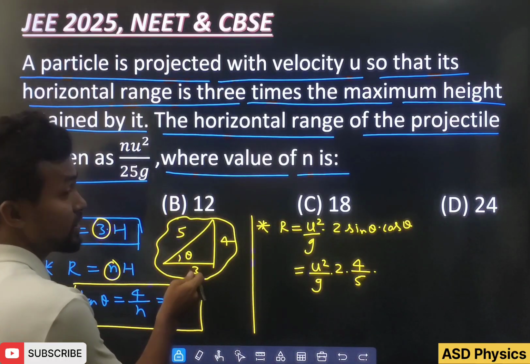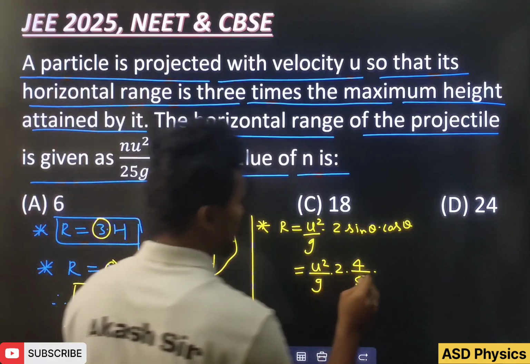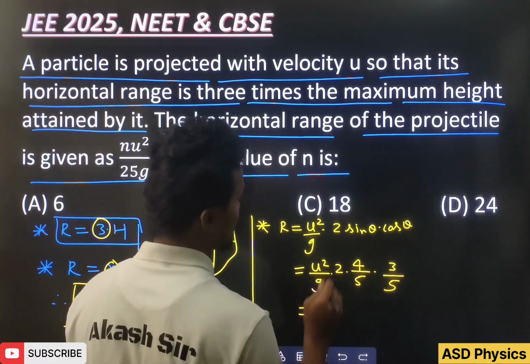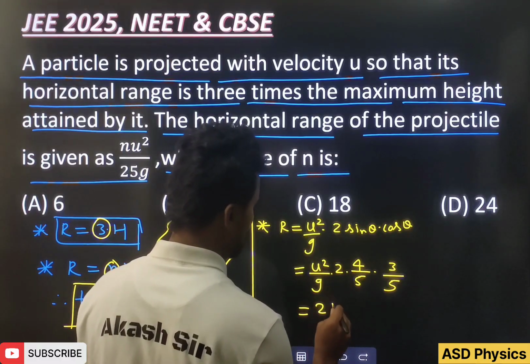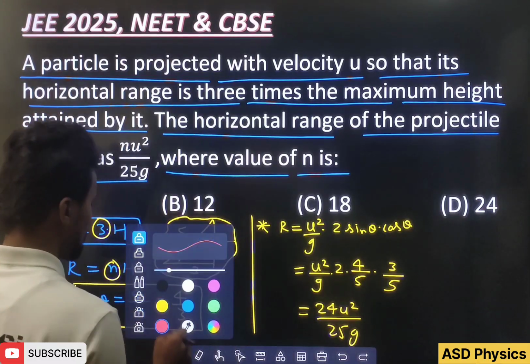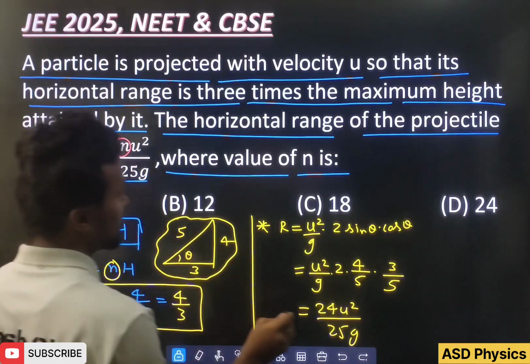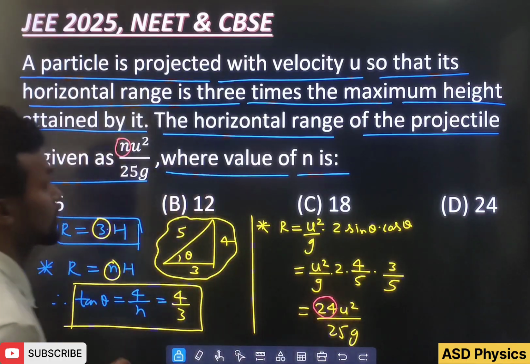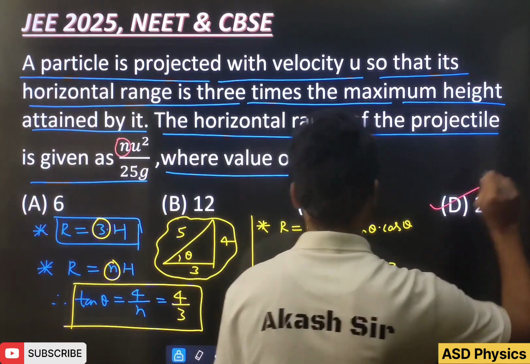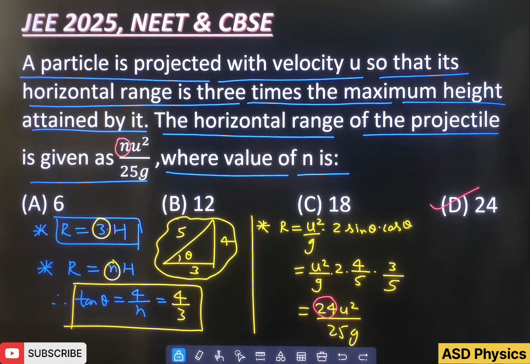Cos theta will be base by hypotenuse, so it will become 3 by 5. When you simplify this, 4 into 3 is 12, 12 into 2 is 24. So it will become 24 u square by 25 g. You just compare: n is coming here and 24 is coming here. That means the value of n is very easy, 24. The value of n is 24.